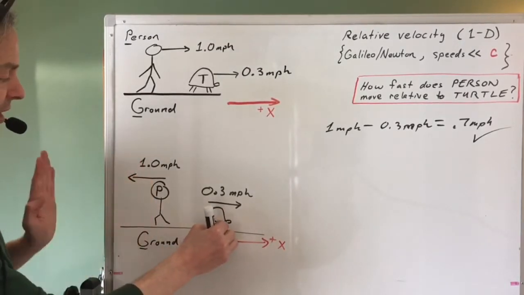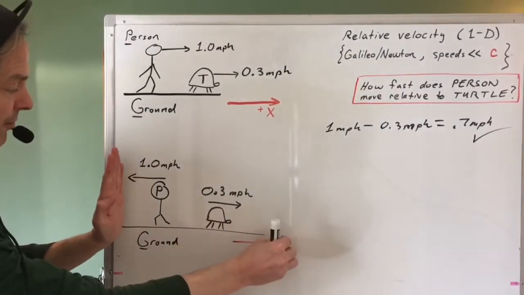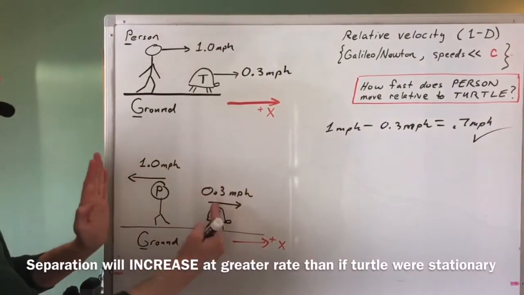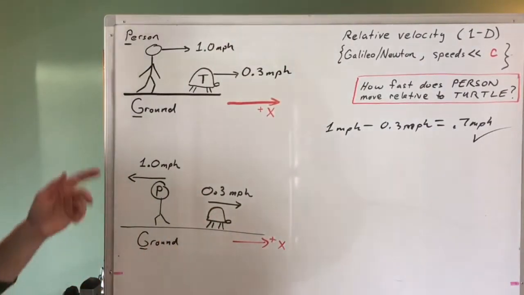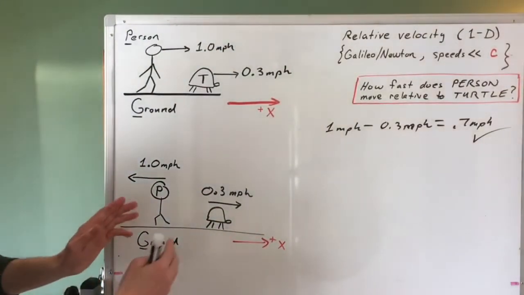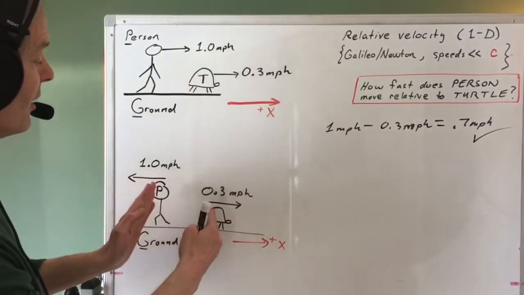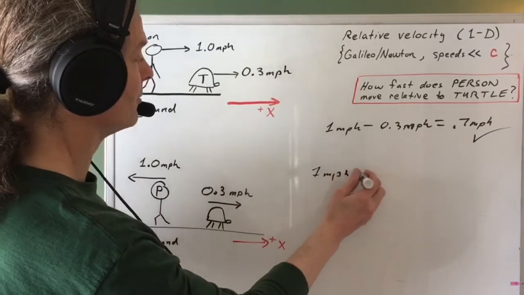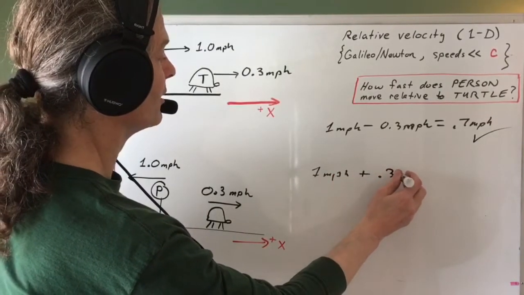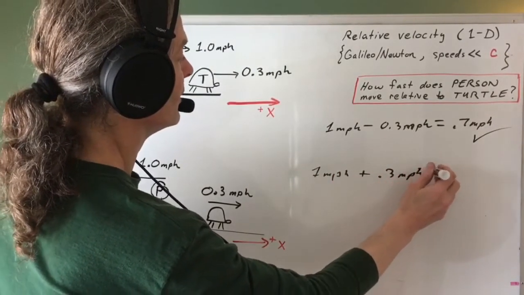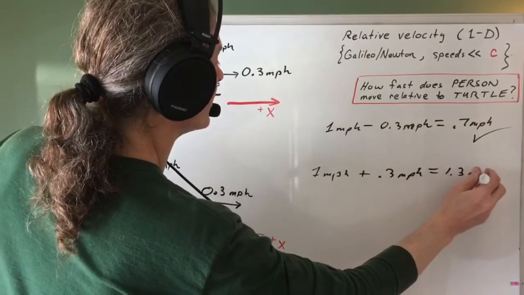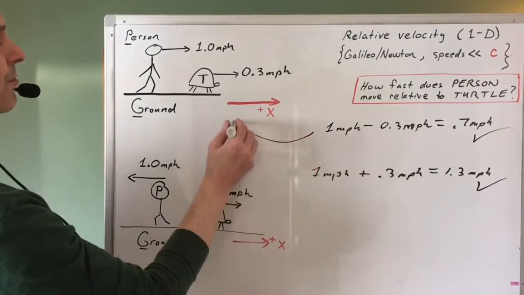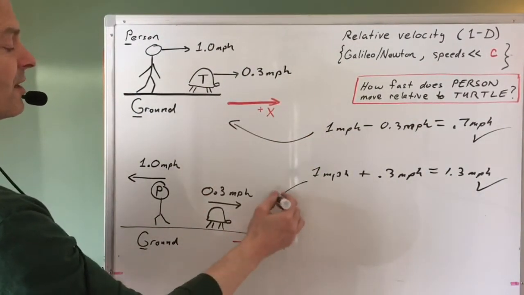But the person's moving to the left at 1 mile per hour, and the turtle's moving to the right at 0.3 miles per hour. The separation between them will be greater than if the turtle were stationary and the person were just moving. So you might say, okay, well, to get the rate at which the separation between the person and the turtle is changing, I just add these two things. 1 mile per hour plus 0.3 mile per hour, and you get 1.3 miles per hour. And you'd be right. All right, so this seat of the pants method works here, and this seat of the pants thing works here.